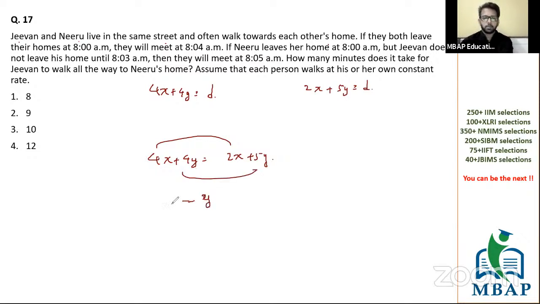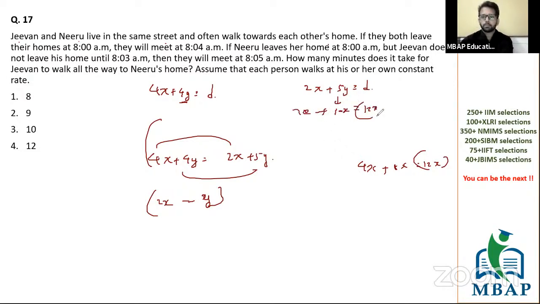Clear? If you solve this, you will get y is equal to 2x. You put it in any of the given equations. So 4 times y is 8x, and the total distance will be 4x plus 8x, which is 12x. Similarly, if I substitute here, 5y will become 10x, plus 2x, the total is 12x, which means the total distance will be 12 units. And the answer is going to be 12. Clear?